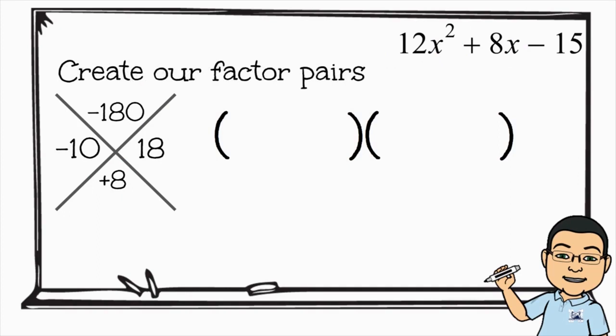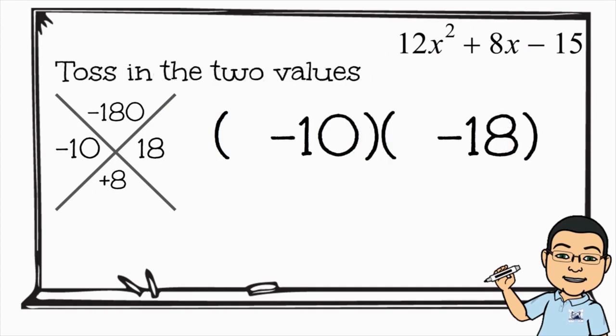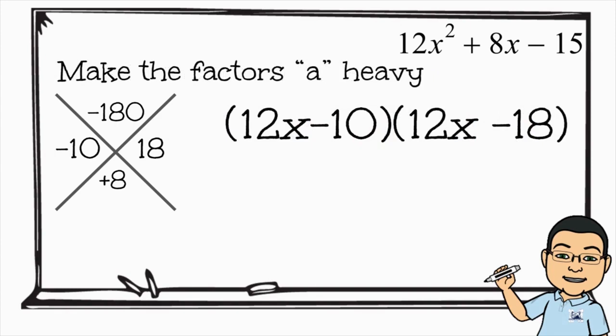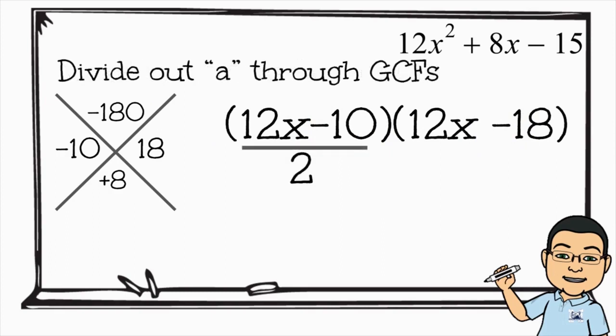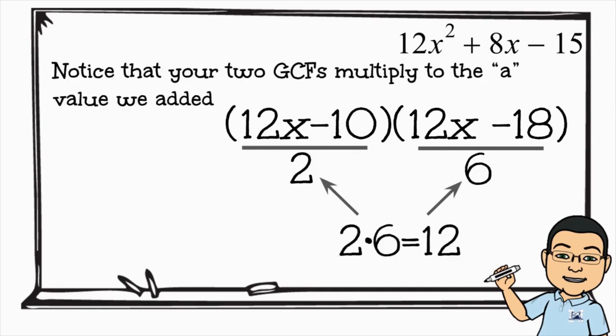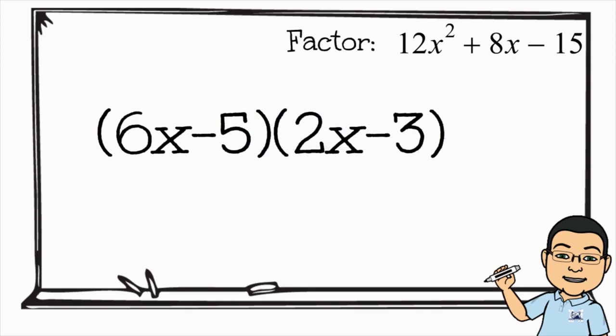So let's try it again. So create our factor pairs, shove the negative 10 and the 18 in, and then toss in 12 x's in both places. From here, be guided by our GCFs. For 12x and for negative 10, 2 is the greatest common factor, so divide that out. 12x plus 18, the greatest common factor, 6. Divide that out, and look what happened. The two GCFs that we divided out account for the a that we added in. And so we've taken care of the multiply by 12 by now dividing by 12, giving us the factors of 6x minus 5 and 2x plus 3.